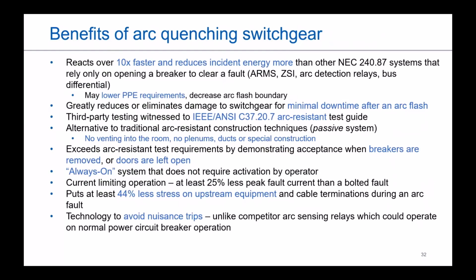Talking about some of the benefits, really the biggest piece is that reaction time. We talked about how much of an influence the total clearing time is for a system, and how much that can have an impact on what your incident energy rating is. That is really the key, it comes down to the time piece. And the benefit of an arc quenching system is you may wind up with lower PPE requirements, and you may have a reduced arc flash boundary.